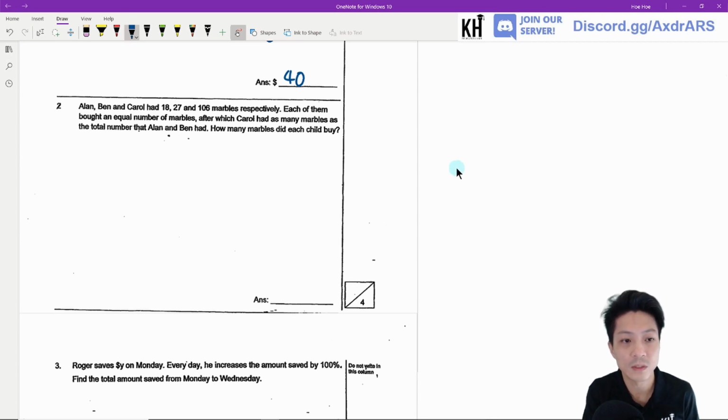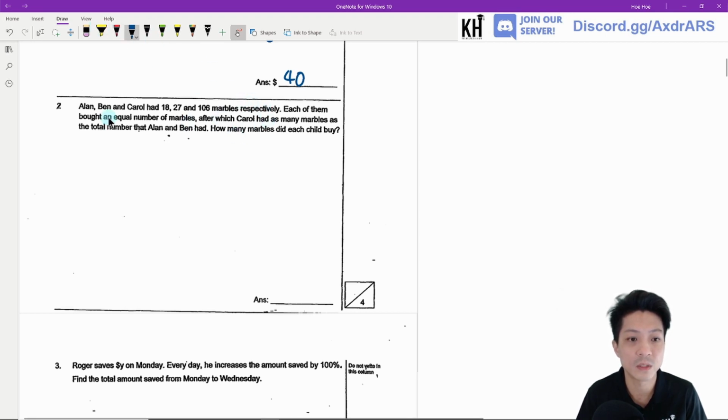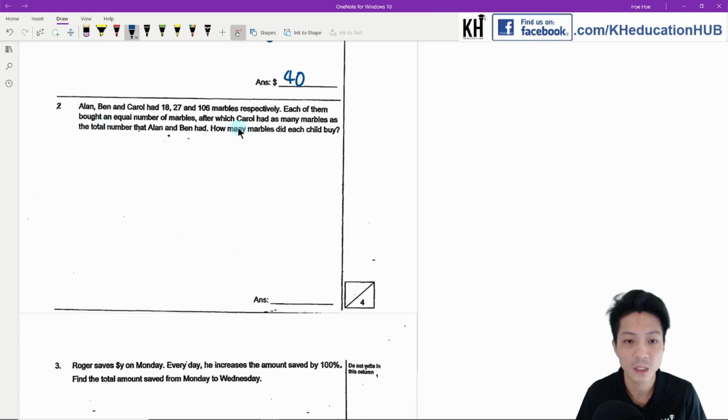Okay, question 2. Alan, Ben, and Carol had 18, 27, and 106 marbles respectively. Each of them bought an equal number of marbles, after which Carol had as many marbles as the total that Alan and Ben had. Okay, this sentence over here will be quite important, but I cannot select my highlighter. So let's just move on. How many marbles did each child buy?